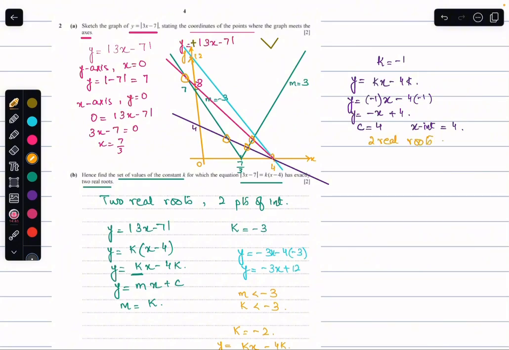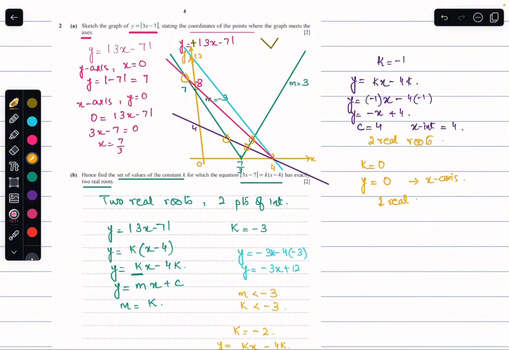Now after negative 1, if I substitute k as 0, then I will be getting y equals 0, which is actually representing the x-axis. And again at this point, what we have seen is that with k as 0, y equals 0 represents the x-axis, and the x-axis and the absolute function are just giving us one real root.